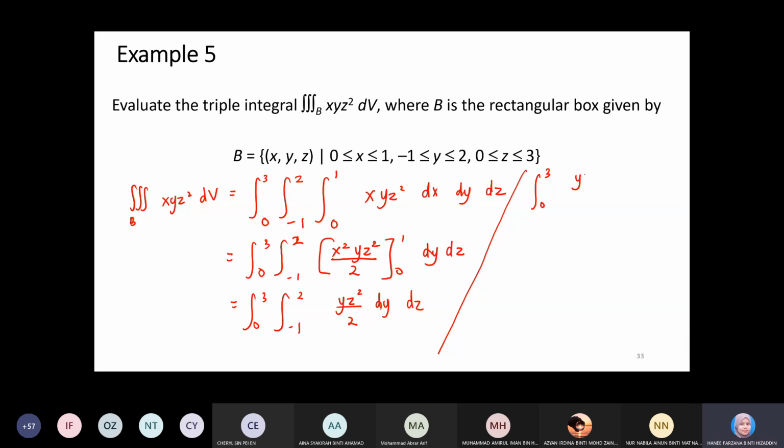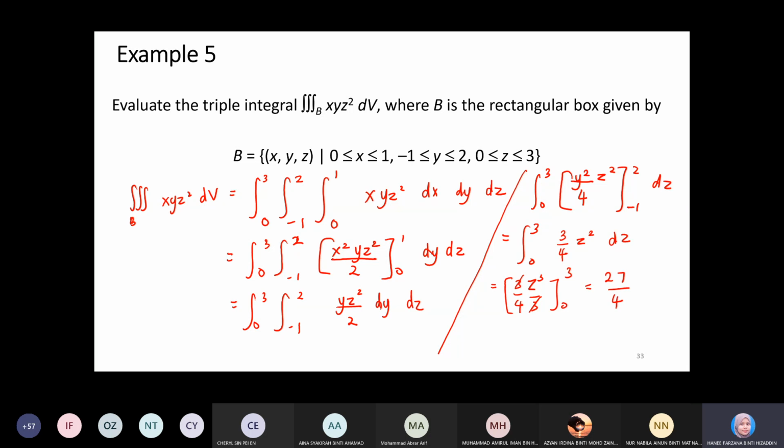Okay, so you continue to integrate the inside. With respect to y, you get y squared over 2 times z squared over 2, from -1 to 2, dz. Then you just put in the values of 2 and -1 and calculate. You get 3 over 4 z squared dz. Then you get z cubed over 3 from 0 to 3. So you get 27 over 4.